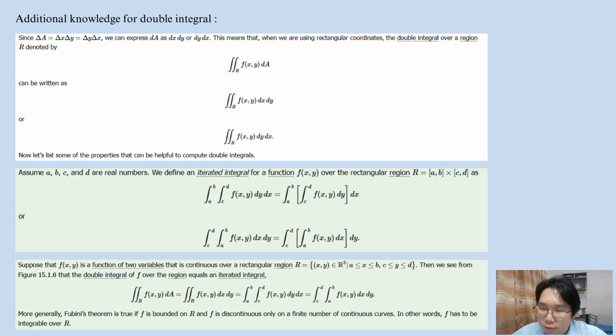And for the integration process, if your formula is in dy dx, you should start your integration from dy, then continue with dx. At the same time, if your formula is dx dy, you should start your integration from dx, then continue with dy, from the integration point which is nearest to the function. It is necessary to follow this form if you want to score the marks.